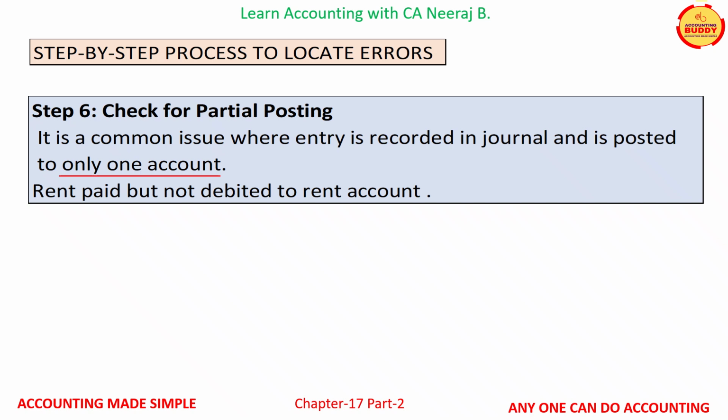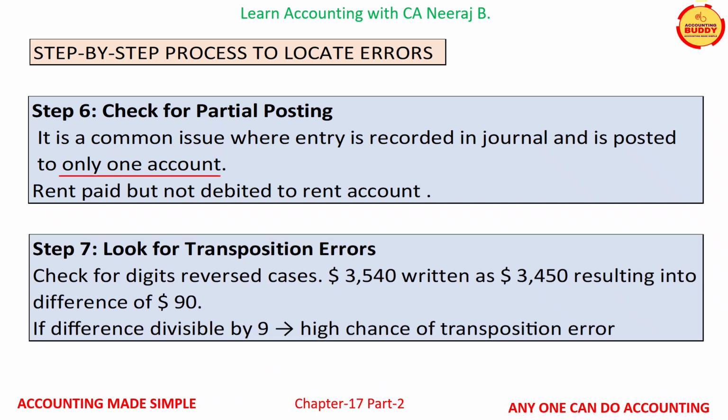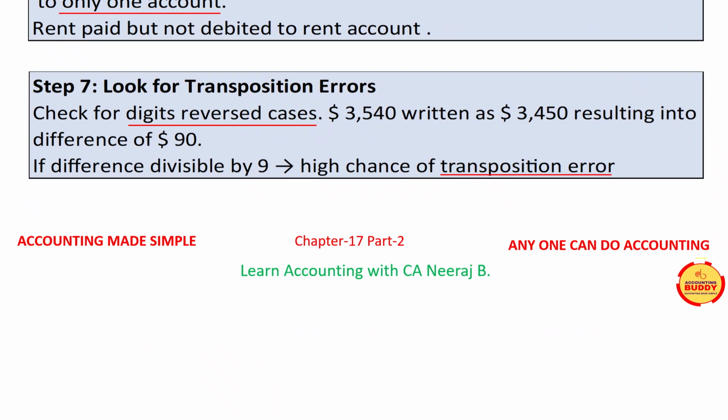Another important step which must be followed is to look for transposition errors. Check for digit reversed cases. For instance, $3,540 written as $3,450 resulting in a difference of $90. If the difference is divisible by 9, there are high chances of a transposition error.